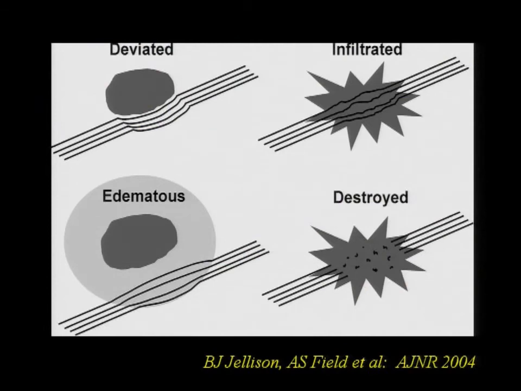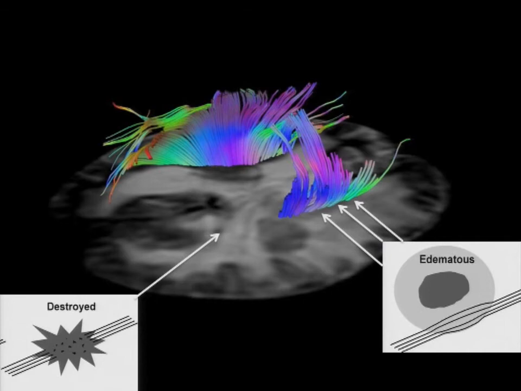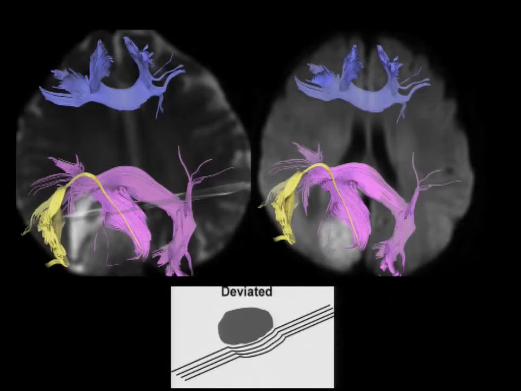It's a highly recommended paper in AJNR 2004. And Jellison describes all those white matter tracts, where the visualization of the fiber tractography can be deviated, infiltrated, edematous, and destroyed by the tumor. So we may have destruction, as you see here. Those are the fibers, the normal side, destruction or infiltration of the fibers, or in this case, destruction again, and edema. In the case of meningioma, as you see here, we have deviation, displacement of the fibers.